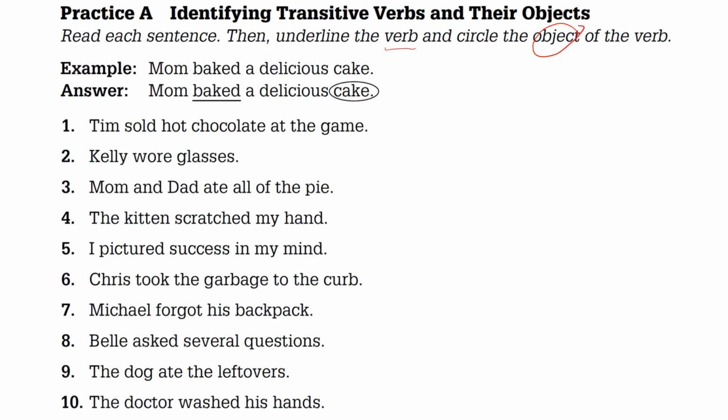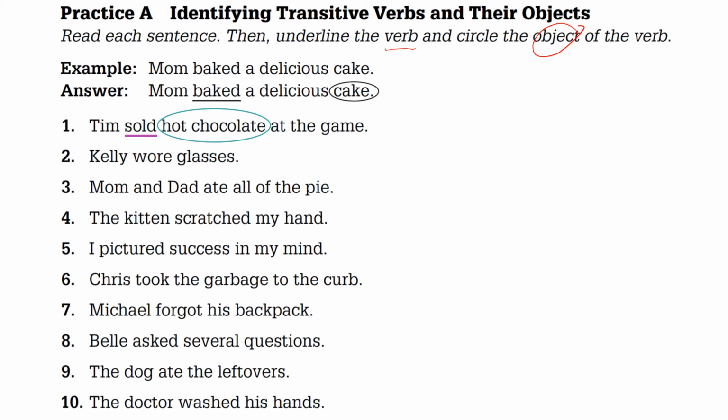Okay, easy peasy. Example, mom baked a delicious cake. Okay, mom, the verb is baked, so I underline it. A delicious cake. Cake is the object of the verb, therefore it is transitive. Okay, so number one, Tim sold hot chocolate at the game. So firstly, what is the verb? Of course it is a transitive verb here because we are identifying only transitive verbs. So here the verb is sold. Sold what? Hot chocolate. Therefore hot chocolate or just chocolate is the answer, is the object. Hence sold is a transitive verb.